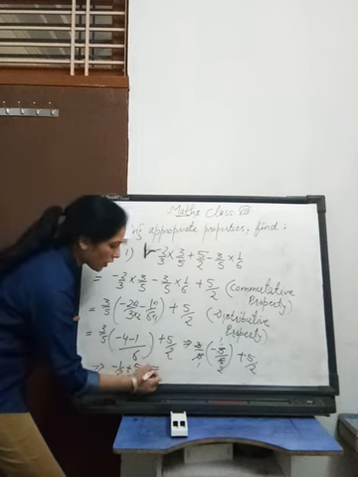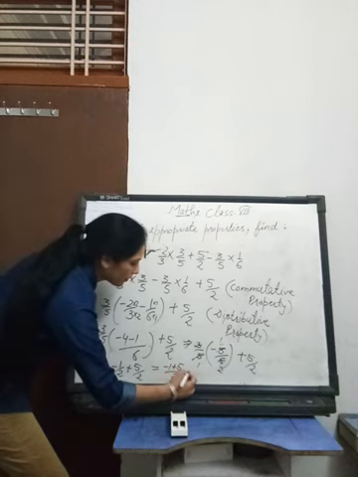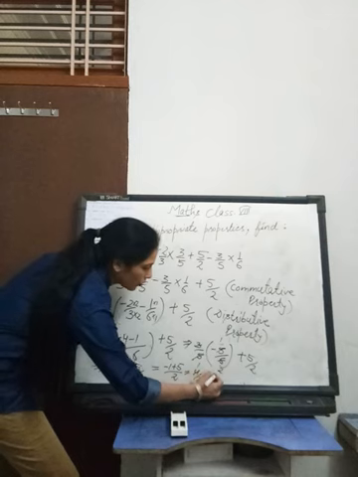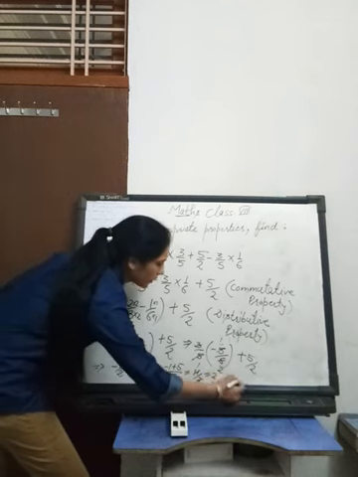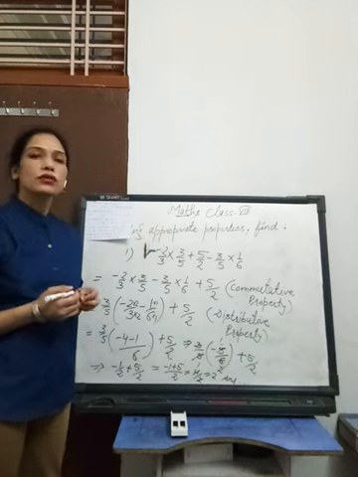Now we will add these two rational numbers. Denominators are the same, so I will calculate only the numerator. Minus 1 plus 5, and it will be 4 by 2. After cancelling 4 and 2, your final answer will be 2 only, isn't it? So in this way you have to solve this question.